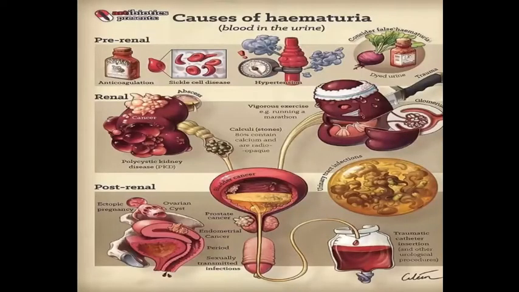Here are the different causes of hematuria: pre-renal, renal, and post-renal. Pre-renal includes anticoagulants, hypertension, or dietary urine discoloration, which is considered false hematuria. Renal includes cancer, polycystic kidney disease, stone, infection, trauma, and glomerulonephritis. And post-renal includes traumatic catheter insertion, endometrial cancer, STDs, or prostate cancer.